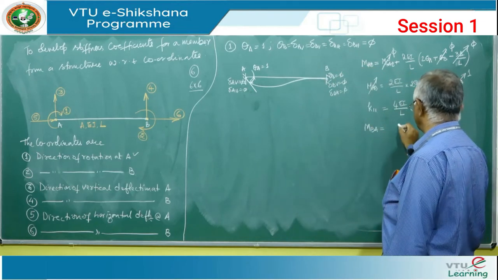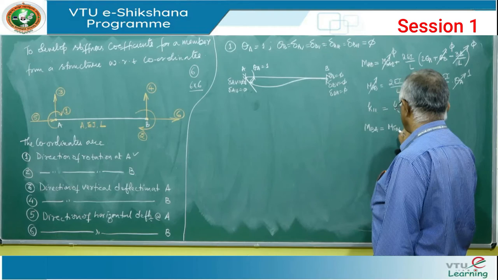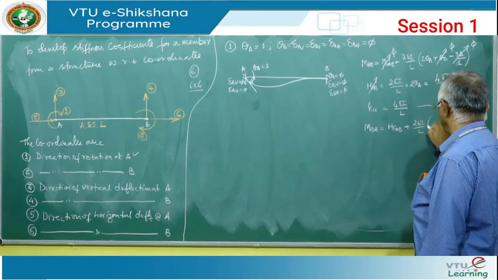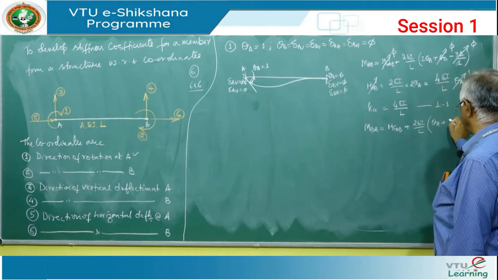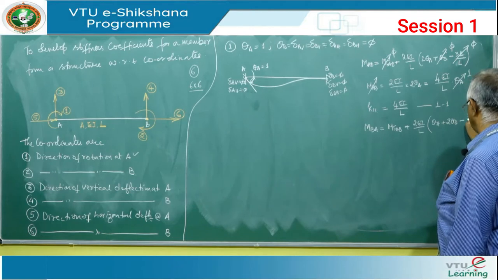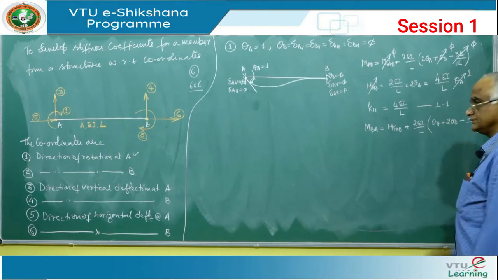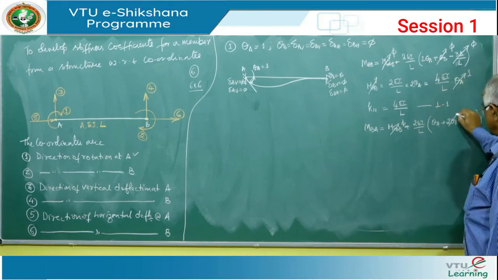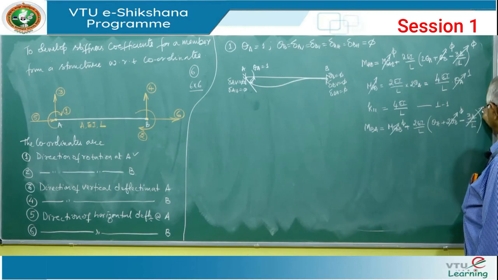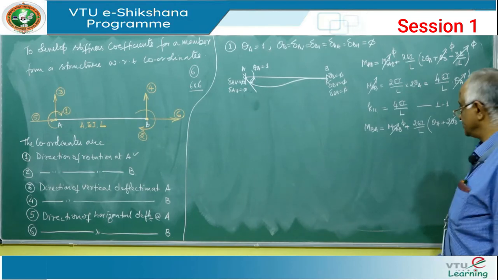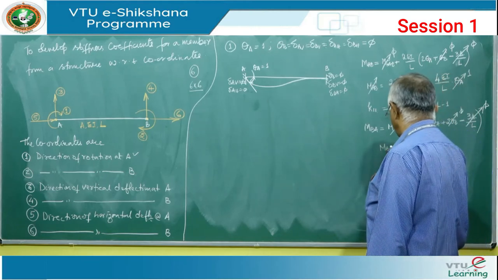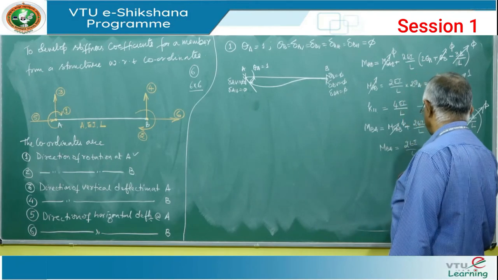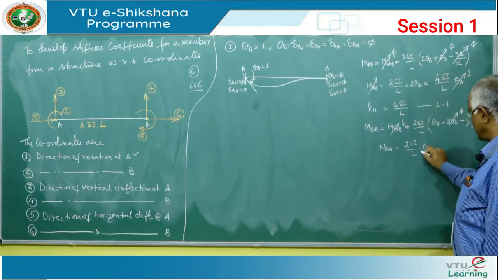So MBA is equal to, we have the slope deflection equation, MFAB plus 2EI by L into theta A plus 2 times theta B minus 3 delta by L. Same condition: no load, so 0; no rotation at B, so 0; no translation in the vertical direction, so also 0. Your equation of MBA will be equal to 2EI by L into theta A. We know theta A is equal to 1.